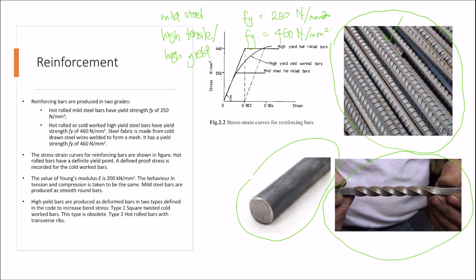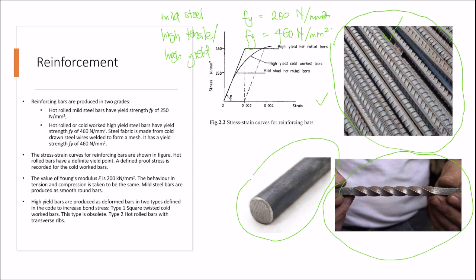The stress strain curve for reinforcing bars is shown in the figure. So this is the one. Hot rolled bars have definite yield points. A defined proof stress is recorded for cold worked bars. So if let's say dia buat tensile test, dia akan dapat this kind of result. Kalau dia buat macam yang kita belajar masa part 2, which is kita ada tengok on the Hooke's law, this kind of test, dia akan dapat graph like this.